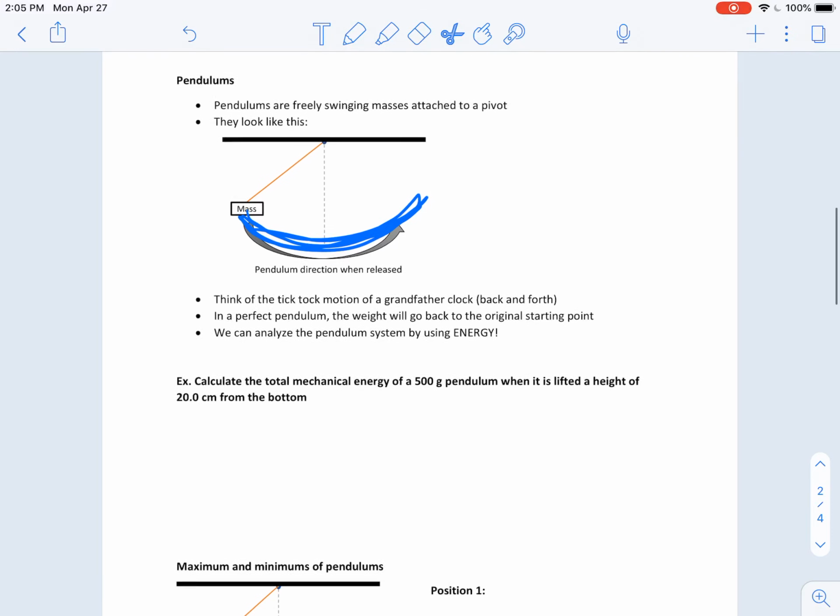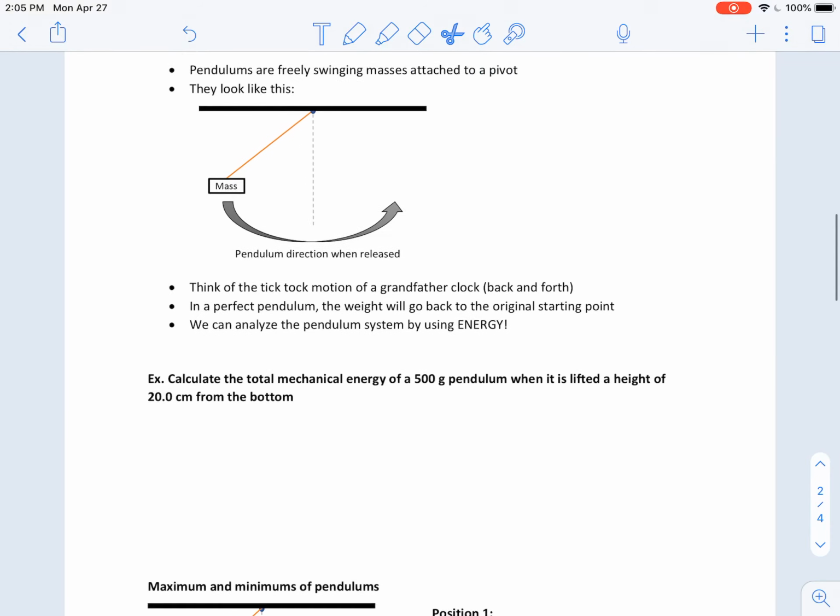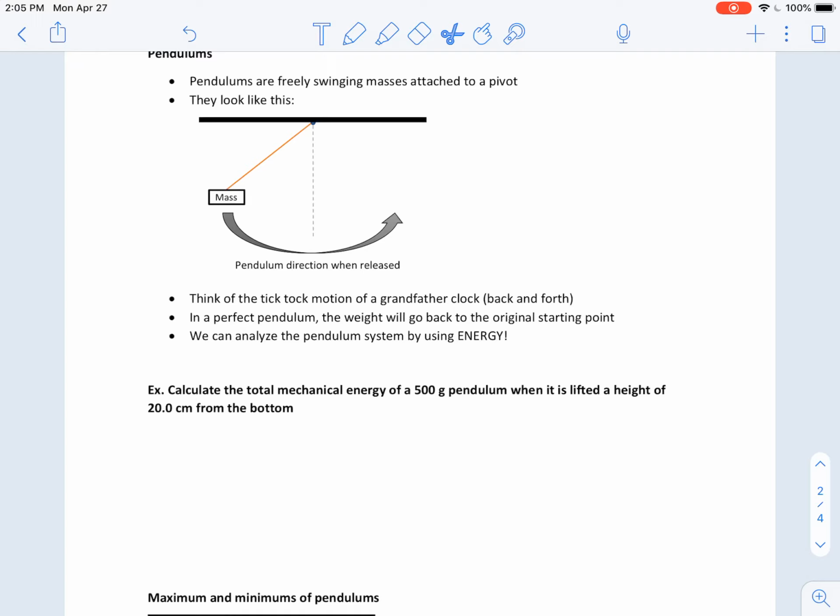Get rid of that because it's not a great drawing, neither is this. Okay, so again, think of the tick-tock of the grandfather clock. In a perfect pendulum, what's going to happen is the mass is lifted off a certain height. So if this were to swing back, it would be at equilibrium here, meaning this is where it would be if it was just still. If you were to pull it back, it would go up here and then swing back and forth.